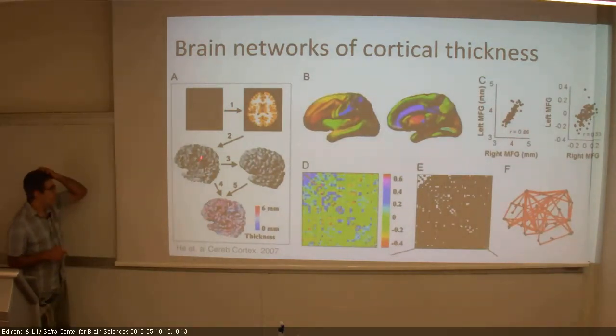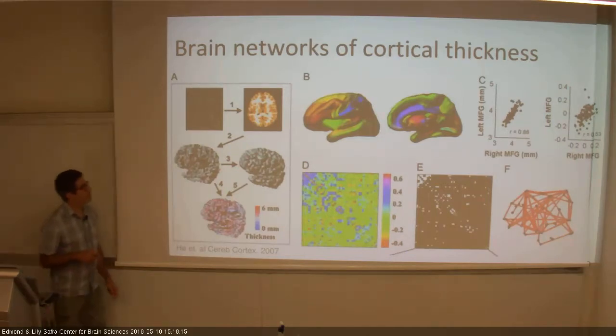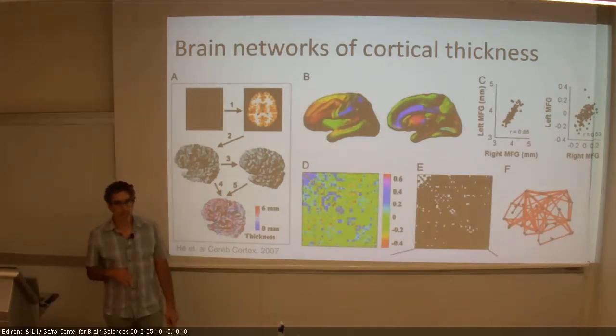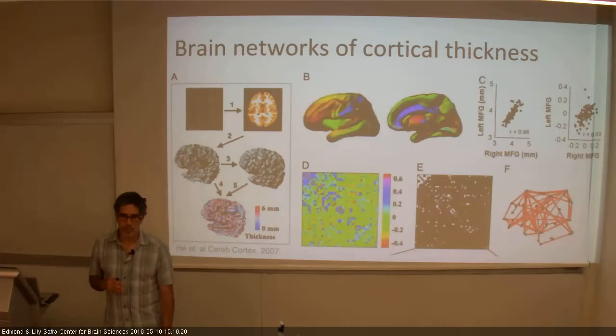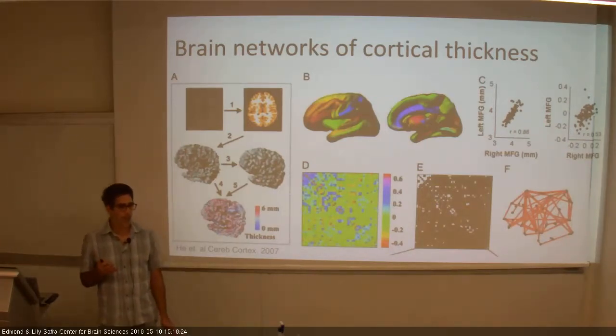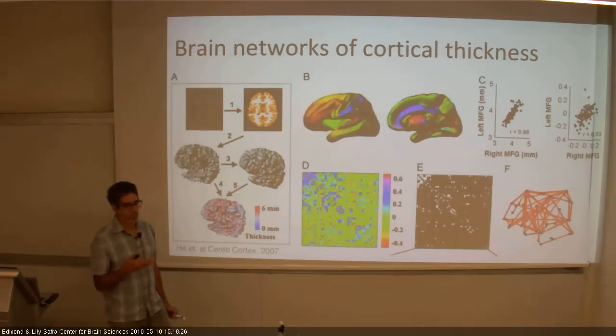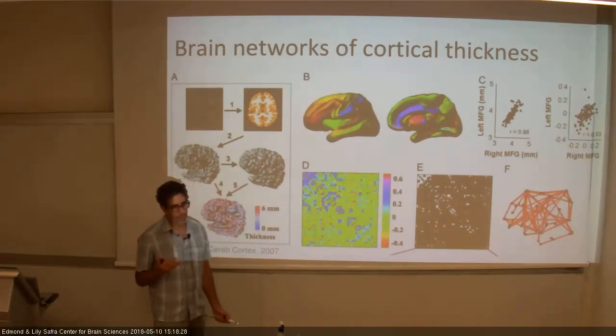People use the fact that you have many measurements of many cortical areas with different thicknesses to then do a network analysis. There are three ways to do network analysis on brains. We'll mention them along the way. This is one of them.